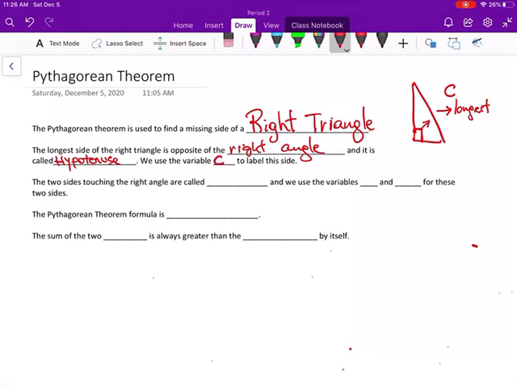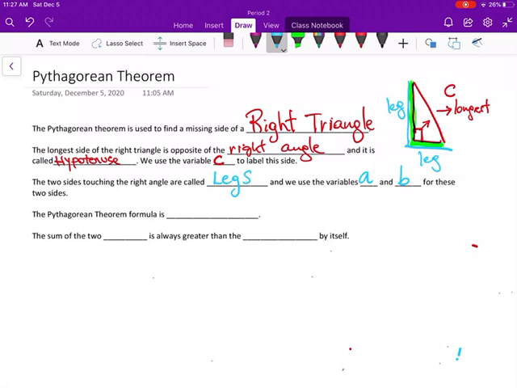We actually can use any variable, but commonly you will see A, B, C for the Pythagorean theorem. The two sides touching the right angle, that means this side right here and this side, are called legs. As you can see, they form an L. That might help you remember. This is one leg and this is another leg. We use the variables A and B for these two sides. So A and B for the legs, C for the longest side, which is the hypotenuse.